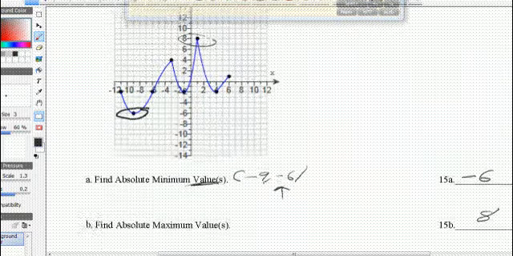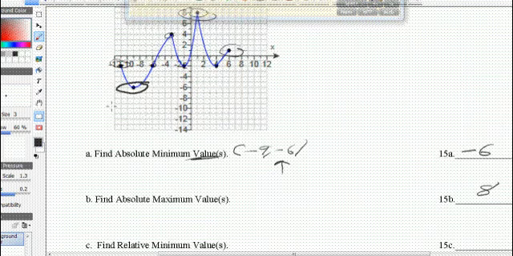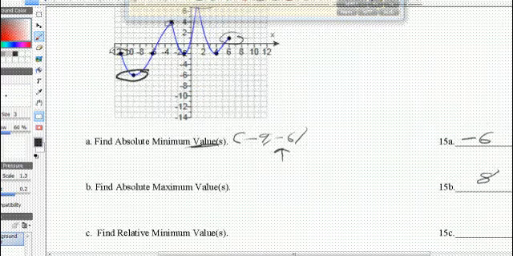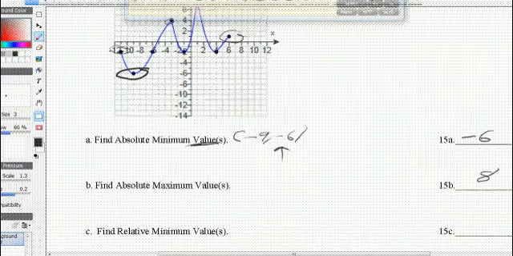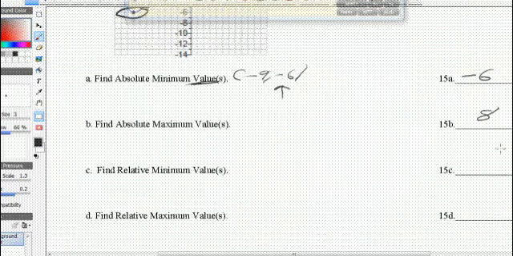Next question. Find the relative maximum values. Relative maximum values is everything that is a maximum. So all my values should be minus 2, 4, 8, and 1. Minus 2, 4, 8, and 1.